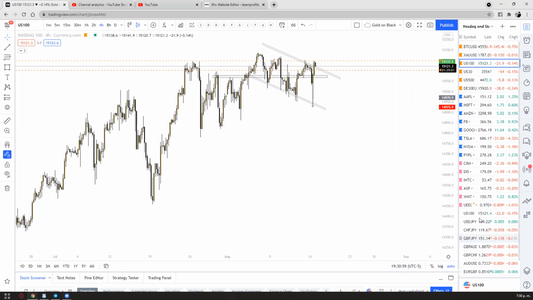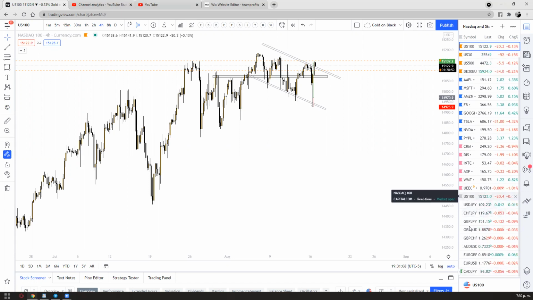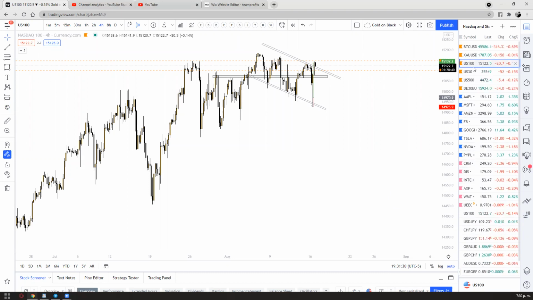Because when it comes to pairs, especially to me, I don't trade them as much. I most likely will do a video later on the only times when I actually trade pairs. I will maybe be posting a video of that. Other than that, I'm just so into Nasdaq and US 30. To me, if I would only trade these two, that would be all.